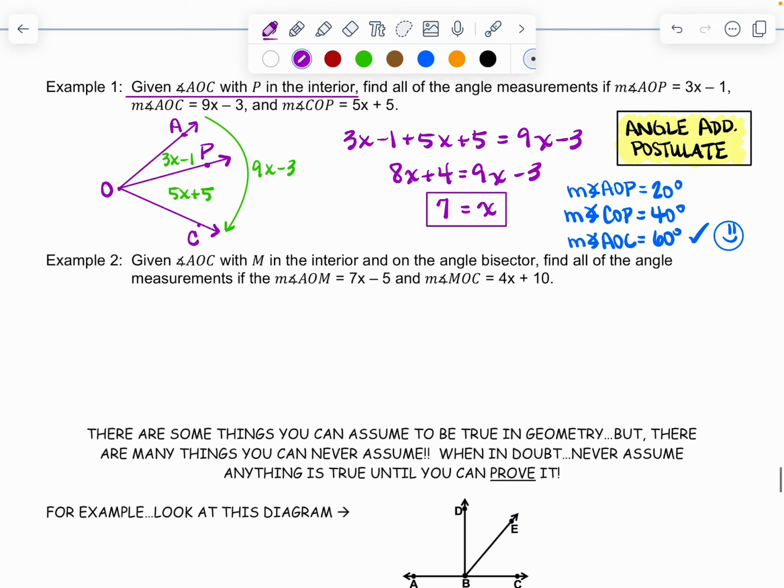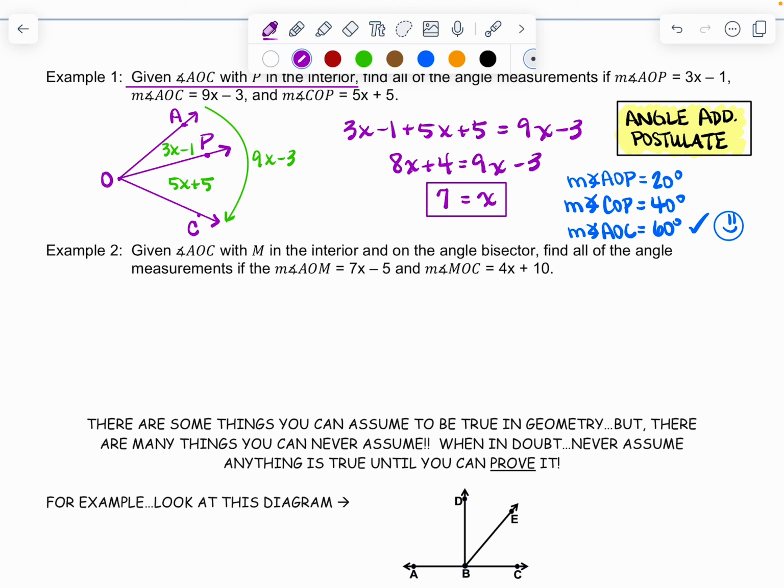All right, example number 2 has a little twist to it because remember, we're clue finders, so you have to make sure that you are seeing all of the clues. So here we go. It says given angle AOC. Okay, I'll stop right there. I'm going to go ahead and draw AOC. A, O, and C.